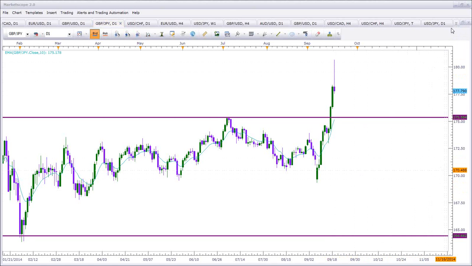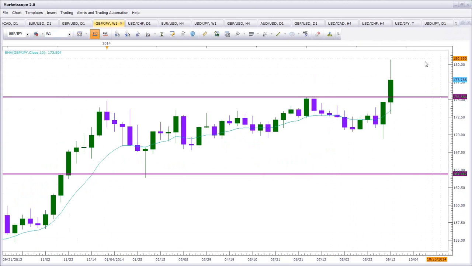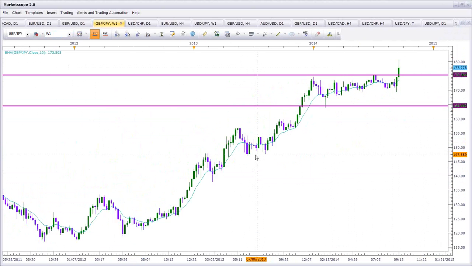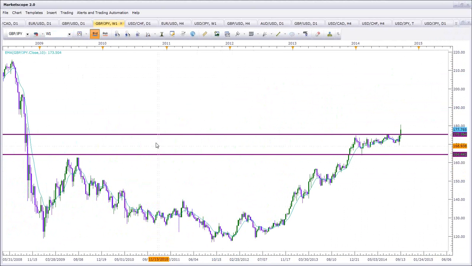We need to move our chat box. Okay, so it went all the way up and it tested the 180 level, which, if you go back to the weekly chart, you will see that this level is, wow, how many years? The last time pound was at 180 was here in 2008. So that was a huge up move for pound yen.